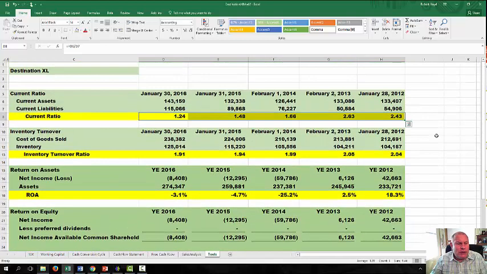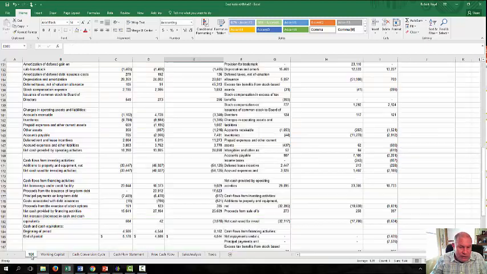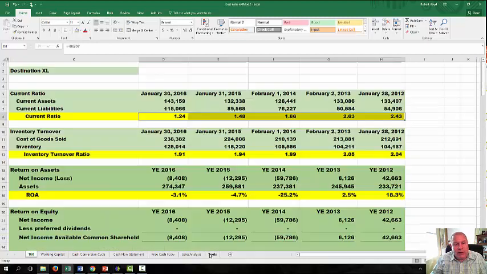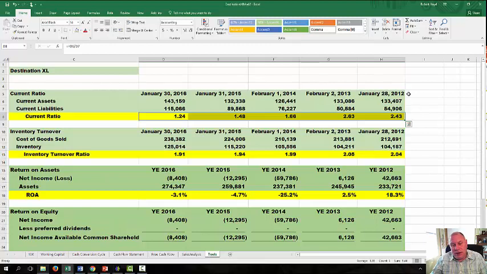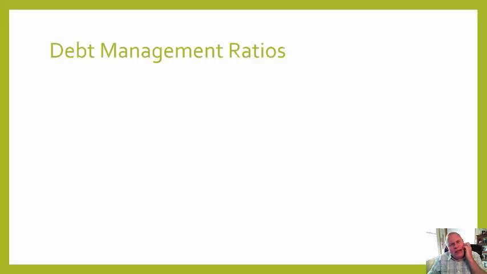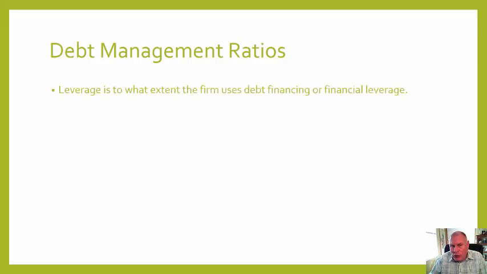So that's what we're going to do: first compute. Remember, we've got our data. That's this. We're now taking that data and doing analysis on it, as we have with our sales analysis, what we've done with our free cash flow, our cash conversion cycle, and working capital. We're gathering the data. The next thing we're going to take a look at are what we call debt management or solvency ratios. But before we get to that, I need to define what leverage is.